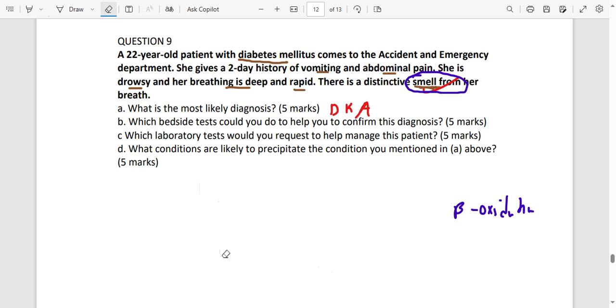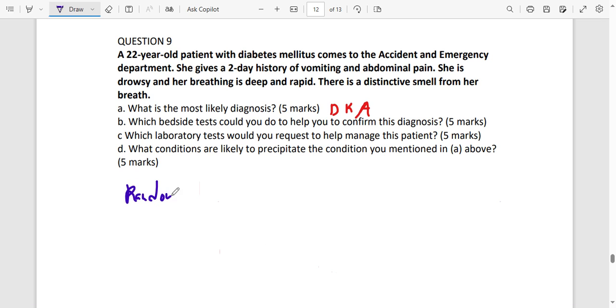Which bedside tests could you do to help you confirm this diagnosis? Anyone to help? What bedside test can we carry out to confirm the diagnosis of diabetic ketoacidosis? The random, thank you so much. So we can do the random blood sugar. Anything else?